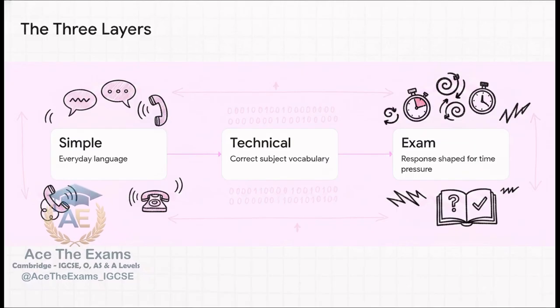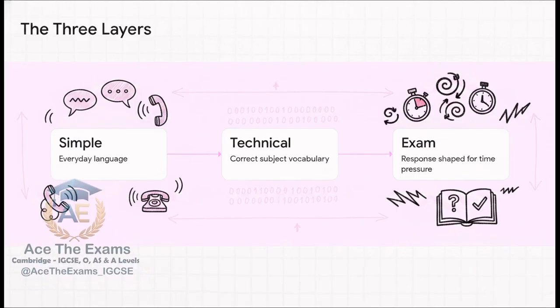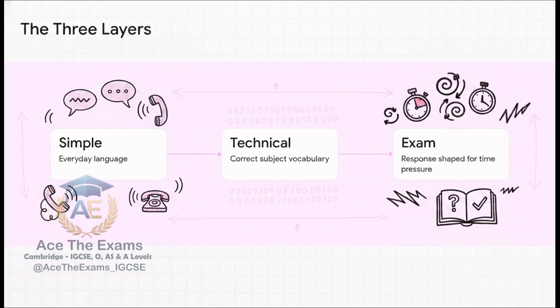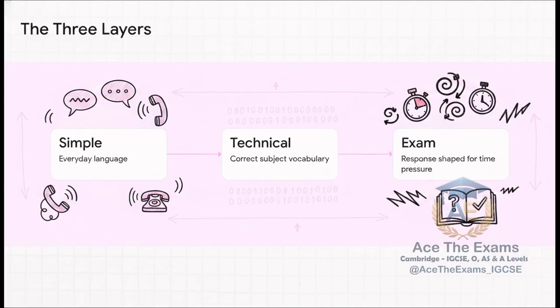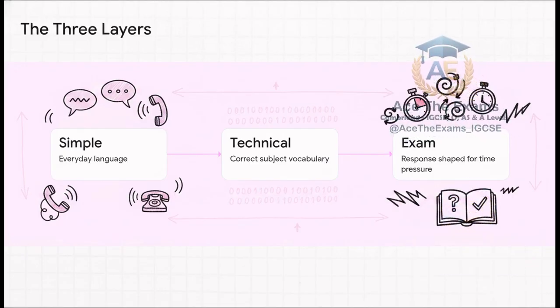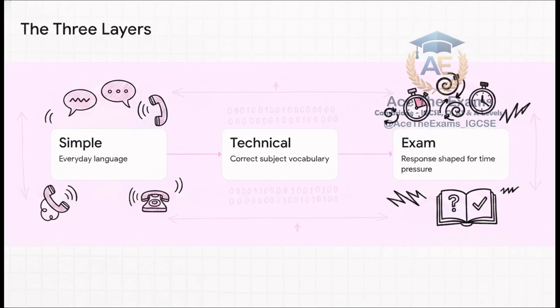Layer 2 is the technical explanation. This is where you add the correct vocabulary, mentioning simultaneous two-way data transmission. Now, here's the trap. This is where 90% of students stop. They reach Layer 2, they get the vocabulary right, and they think they're ready. But Cambridge exams demand Layer 3, the exam explanation. This is where that technical idea is deliberately shaped to answer the specific scenario, all while under immense time pressure.